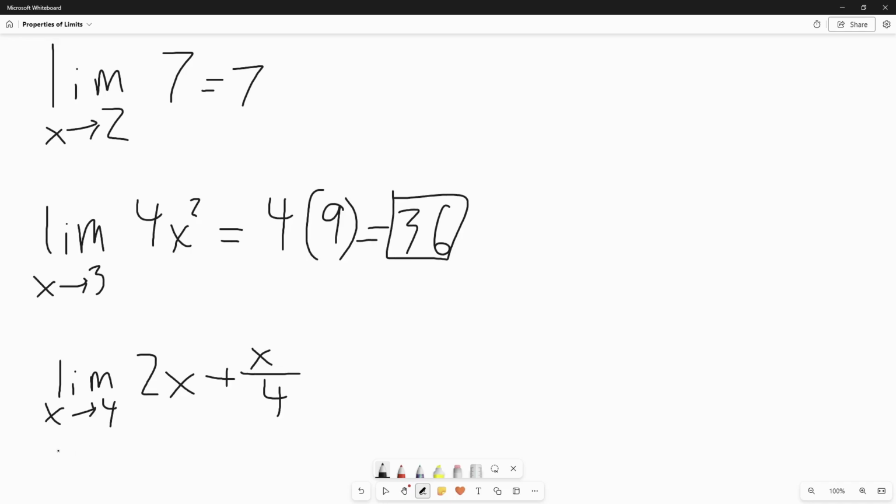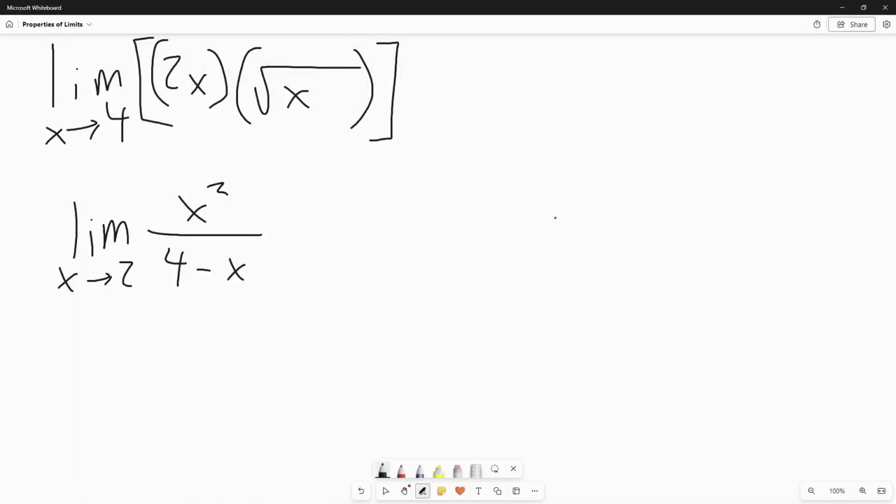And now for this last one, the limit as x approaches 4 of 2x plus x over 4. All of this is included in the limit. I should have put parentheses. Well, we learned that if we have the limit as x approaches anything of one function plus another function, then we can split this up into two limits. So first we have the limit as x approaches 4 of 2x, and you can just plug in 4 for x and you get 8, plus the limit as x approaches 4 of x over 4. That's just 4 over 4, which is 1, and you get 8 plus 1, which is equal to 9. Pretty easy. These properties of the limits are pretty intuitive, and we just solved these 3 problems using them.